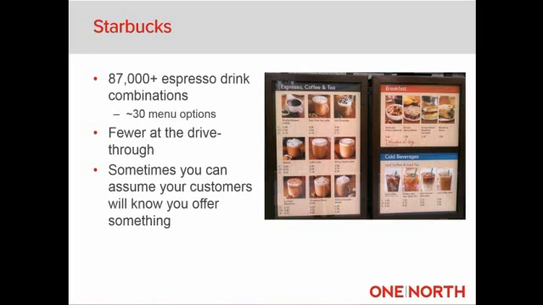And you see this with Starbucks. Starbucks is a company that promotes that they have 87,000 plus espresso drink combinations. Now on their menu, they'll only show you about 30. And if you live somewhere where you happen to have a drive-through, you'll get even fewer. In fact, you only get a handful of options if you go through the drive-through.